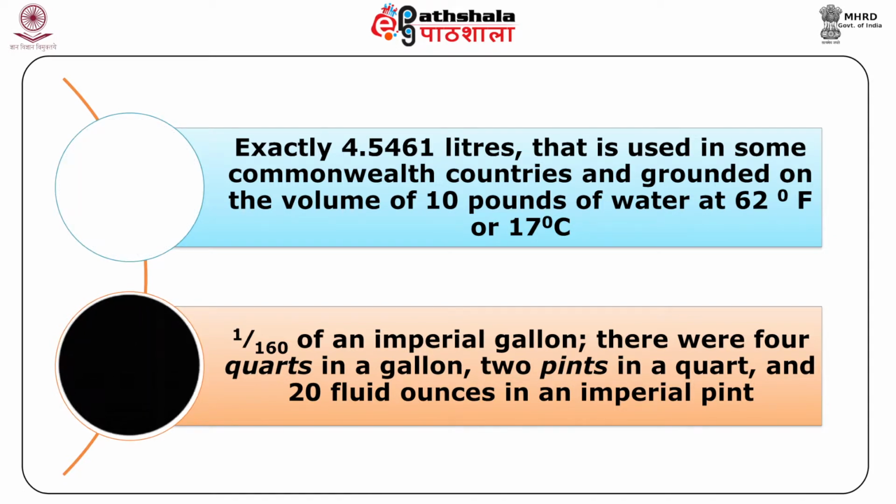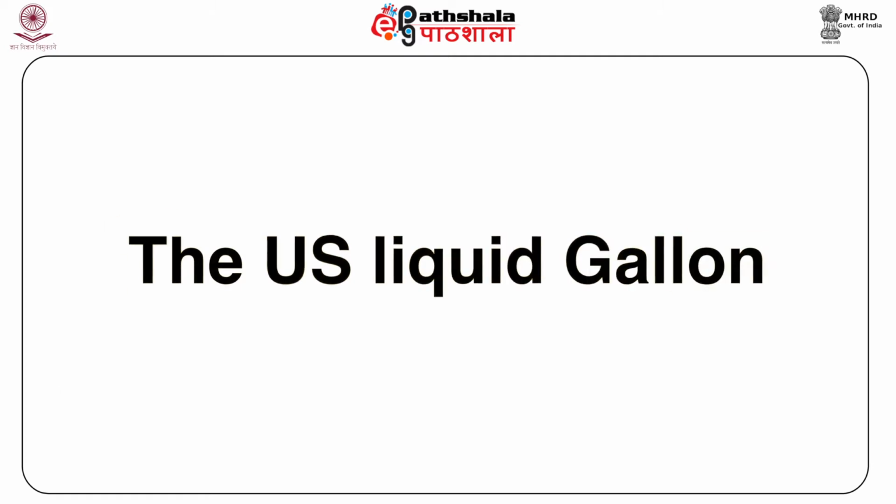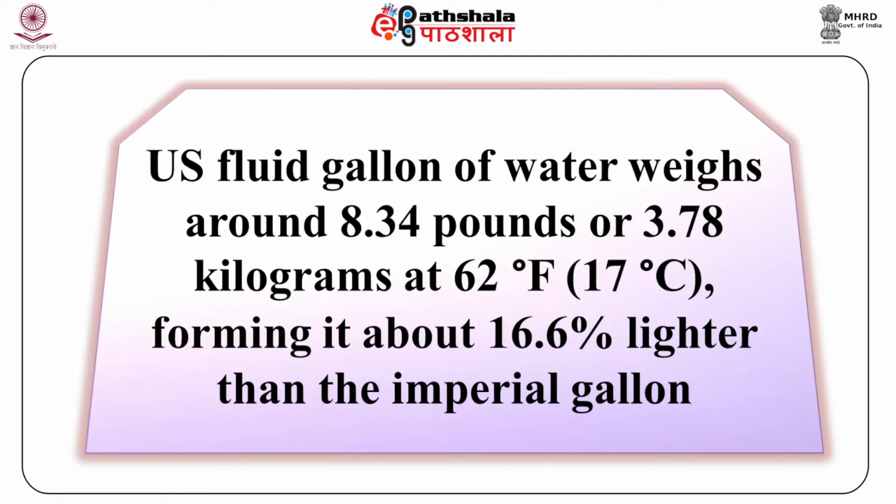The imperial fluid ounce is defined as 1/160 of an imperial gallon. There were 4 quarts in a gallon, 2 pints in a quart, and 20 fluid ounces in an imperial pint. Next is the US liquid gallon. The US liquid gallon, which is equivalent to exactly 3.78541178 liters, is officially well defined.